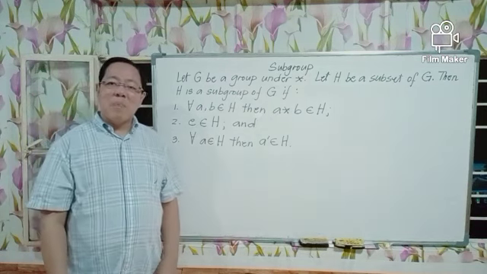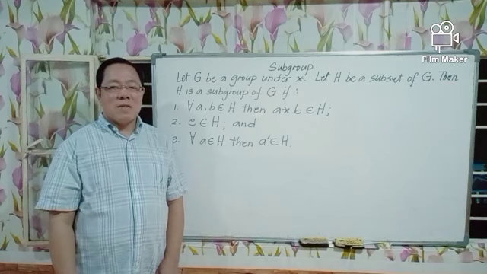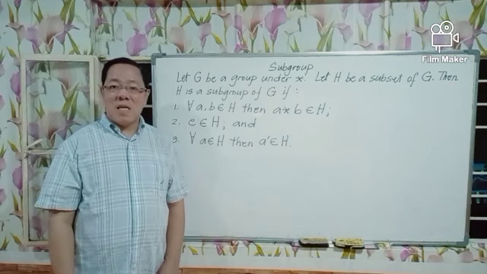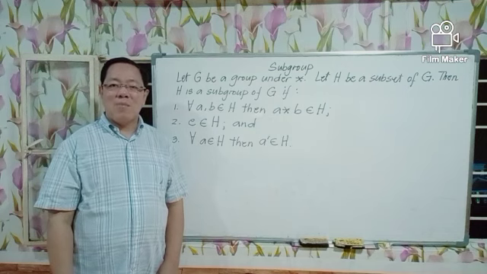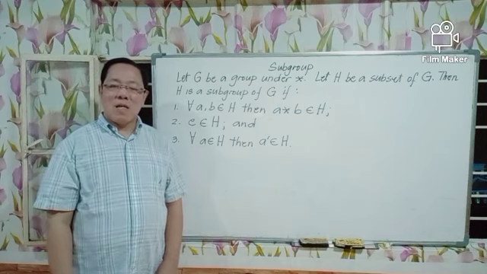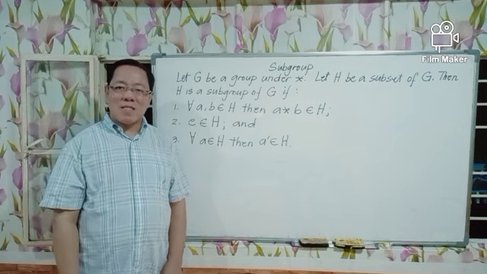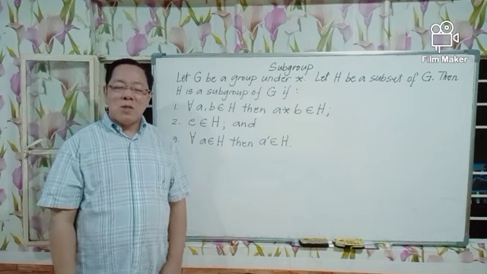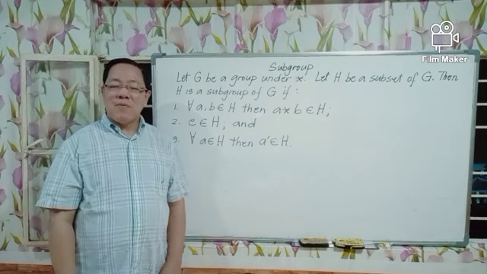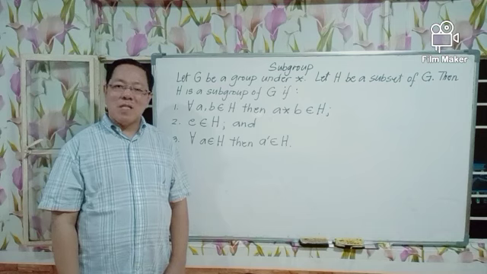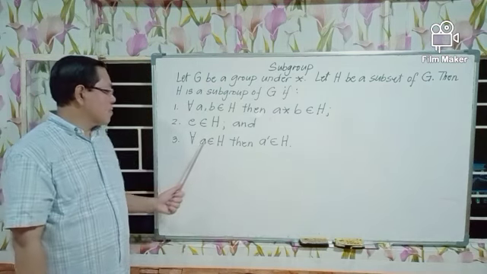In the second property, we are not saying that there exists an identity element in H. We are sure that there is an identity element because G is a group, and one of the properties of a group is the existence of an identity element. So we are sure that there is an identity element in group G, but for H to be a subgroup of G, this identity element E must be contained in H.